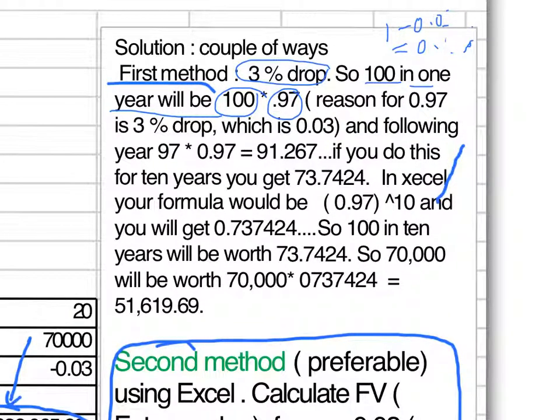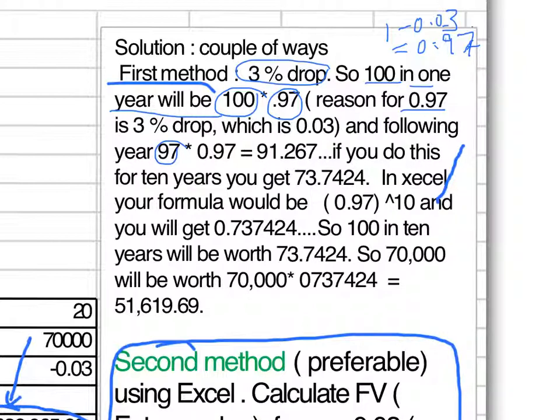0.97, and so we are multiplying by 0.97. First year, I am going to get 100 times 0.97, I'll get $97. Okay, so year one is $97.